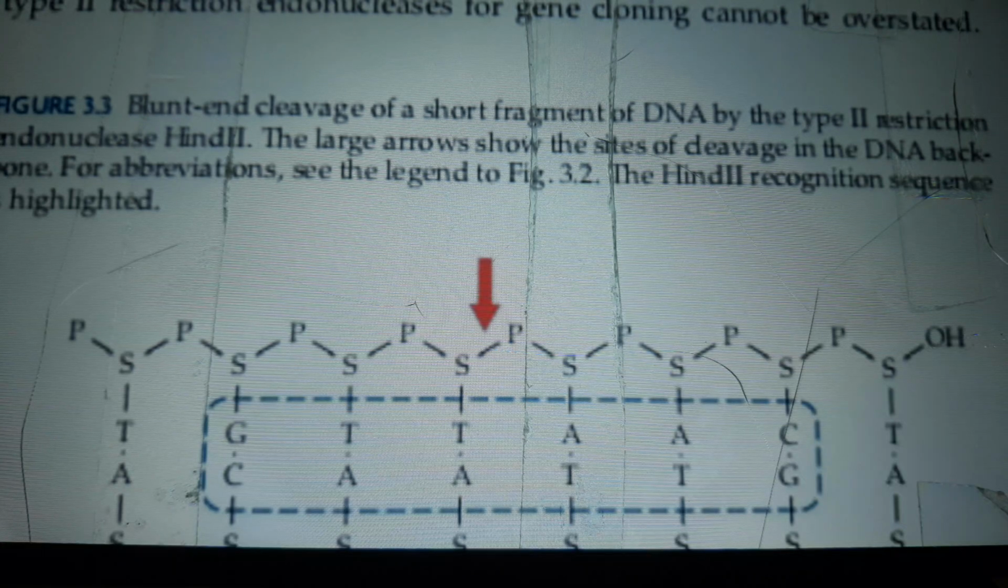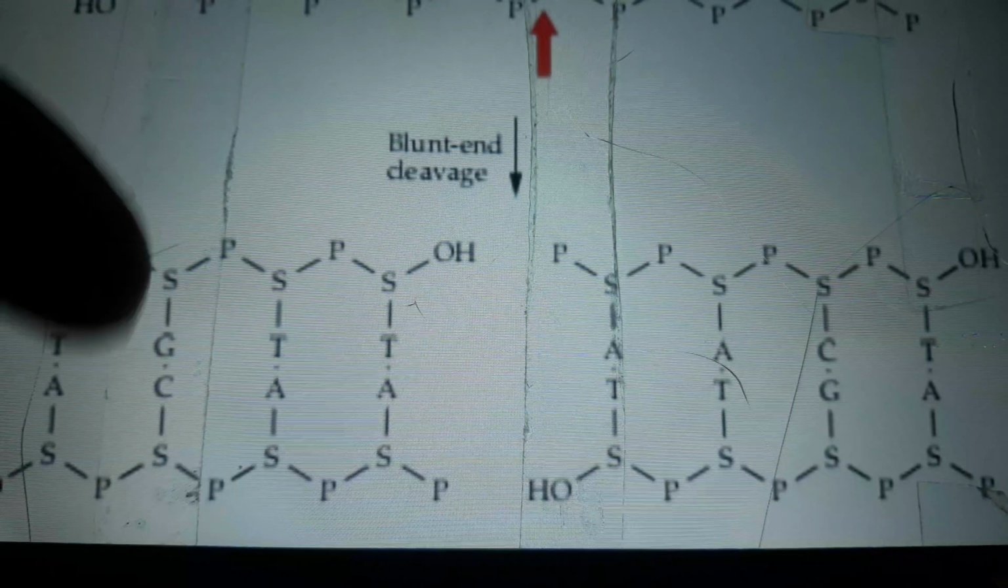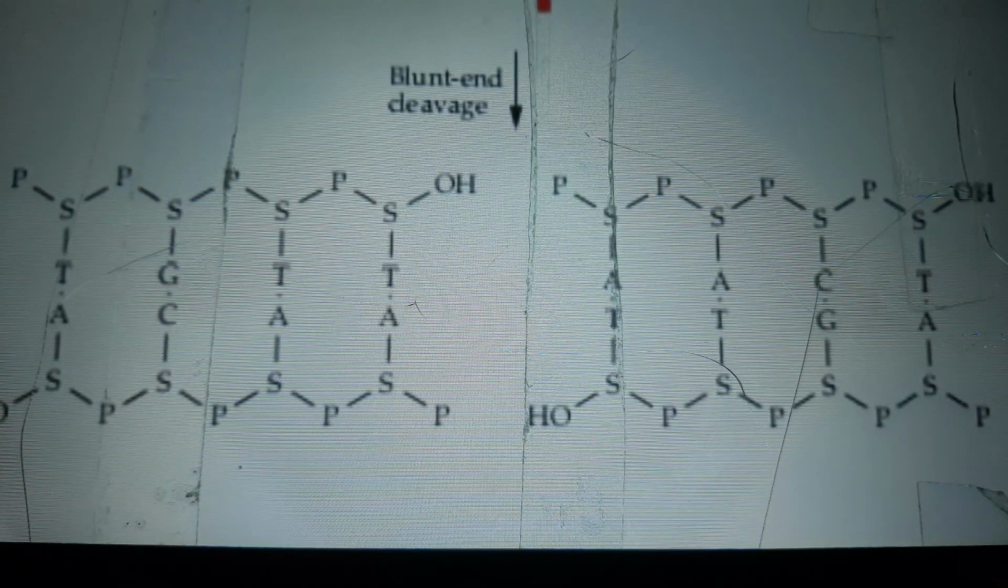Blunt-end cleavage of a short fragment of DNA by the type 2 restriction endonuclease HincII. The large arrows show the sites of cleavage in the DNA backbone, for the abbreviations as shown in the legend of figure 3.2. The HincII recognition sequence is highlighted. Take a screenshot and make your notes, please.